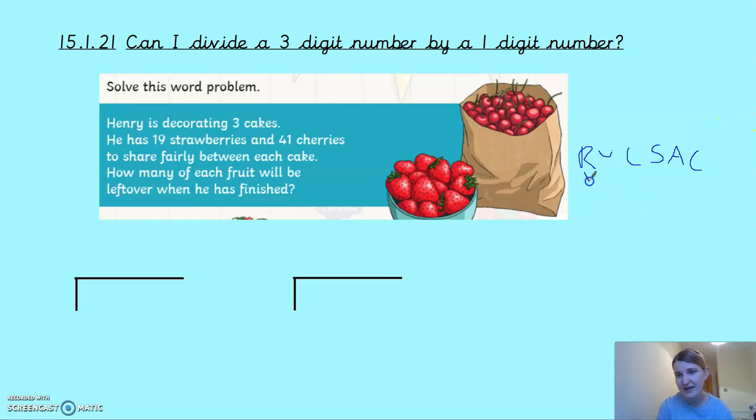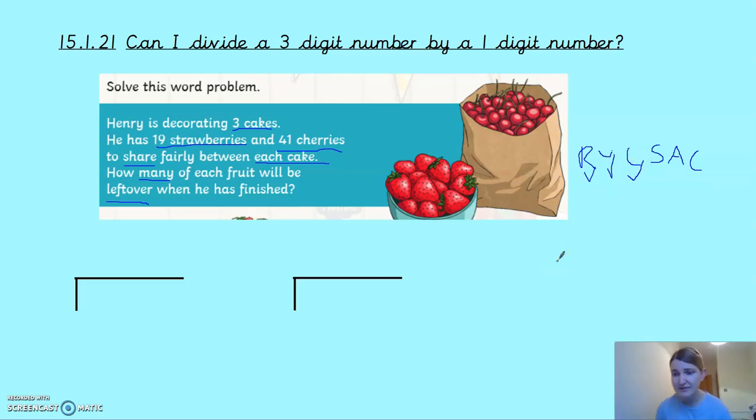Okay, we've read it. Now let's underline. So we've got 3 cakes, 19 strawberries and 41 cherries, and we're going to share them between each cake. How many will be left over? Now that word left over makes me think remainders, okay? And the fact that we're sharing makes me think divide. So the word share helps me choose my calculation, which is to divide.